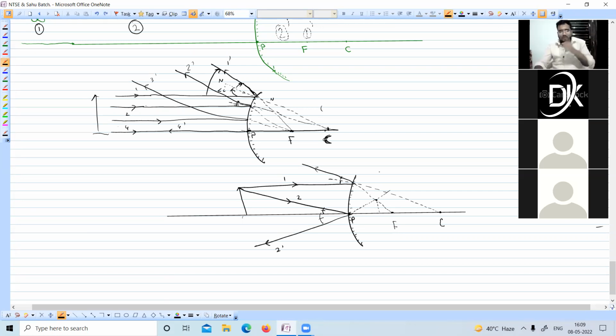So always remember the rule: either both reflected rays are real and they will be intersecting, or both are virtual and both virtual will only intersect. This is the law. It means you cannot take one real ray and one virtual ray intersecting. No, this is not the law. So if you are taking a virtually produced ray, the second should also be virtually produced and they both should intersect. Because we have one example of the makeup mirror.